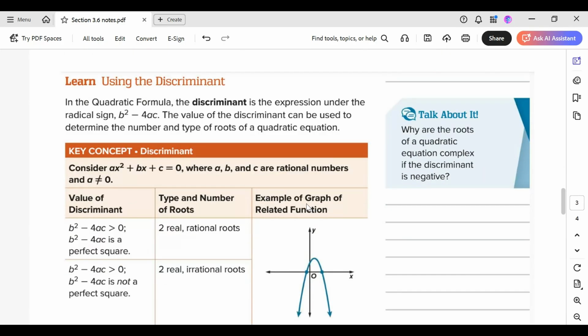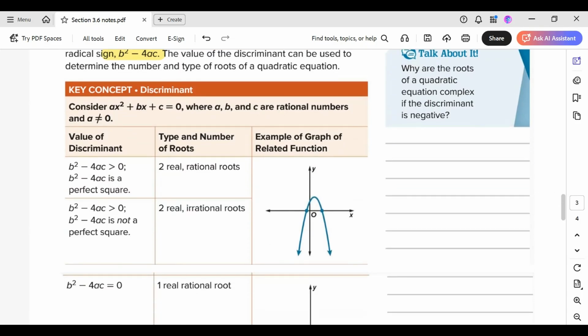Okay, now using the discriminant. In the quadratic formula, there's a discriminant piece. That is the piece under the radical, and it says b squared minus 4ac. Based on what the result is, it's going to tell you what type of solution you have. If your b squared minus 4ac is greater than 0, you're going to have 2 real roots, which means they're rational. And here's the difference: the result has to be a perfect square, like 9, 16, 121. Those are perfect square roots.